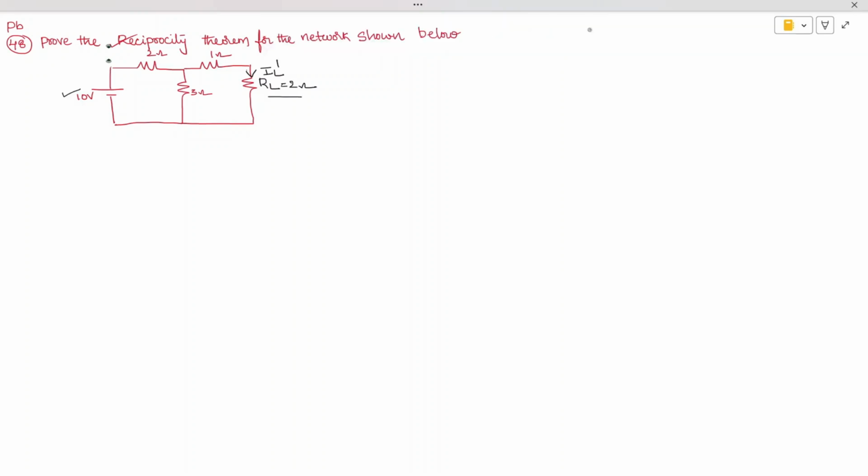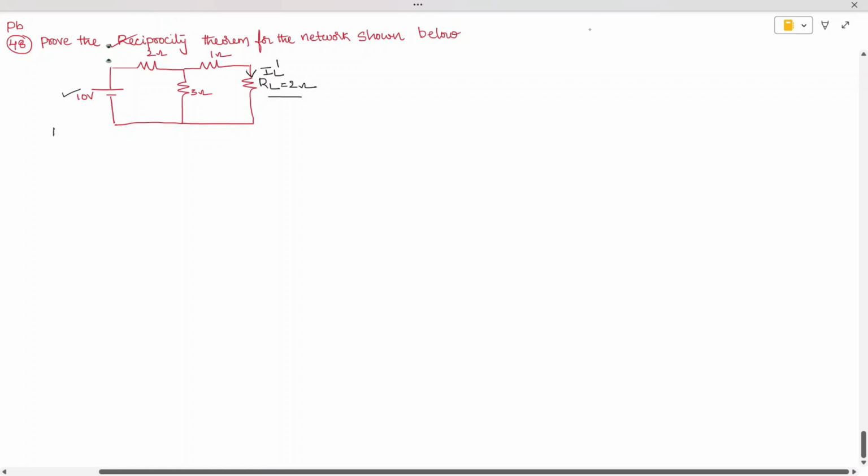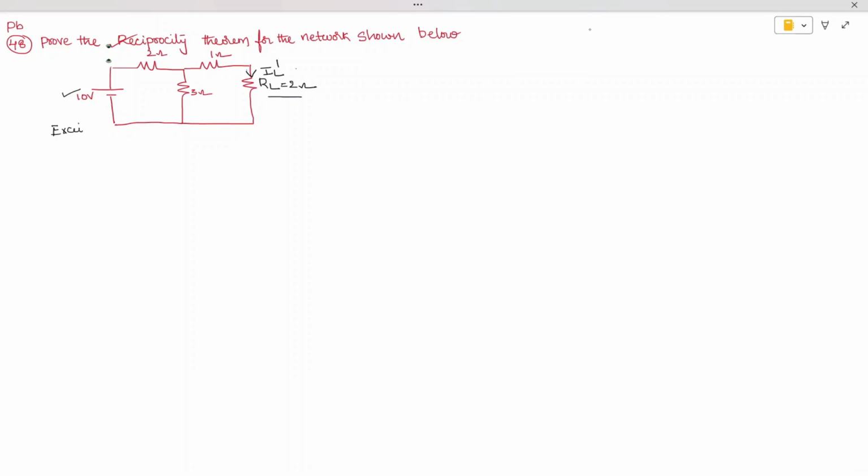So in this branch we need to find out the current. So this is the excitation, and this current is nothing but the response. We have to prove that excitation to the response remains same. Excitation to the response is same.